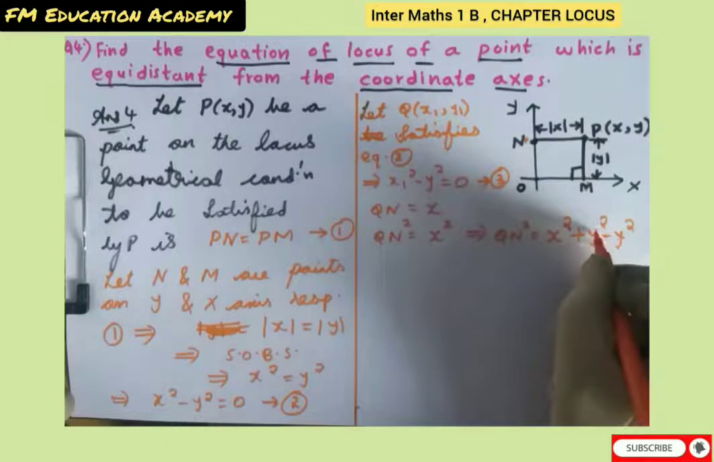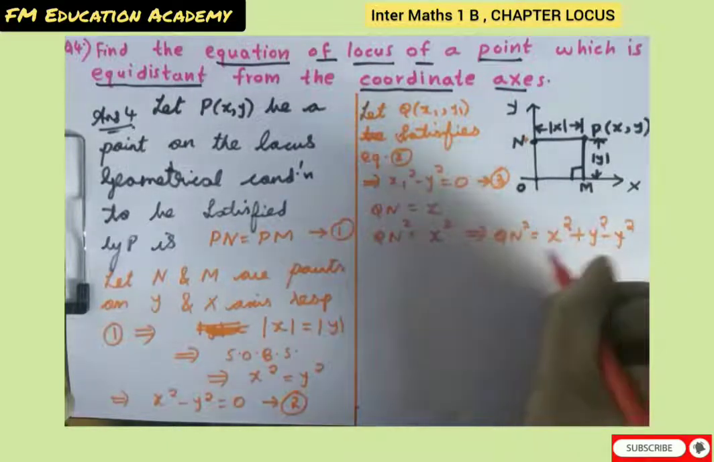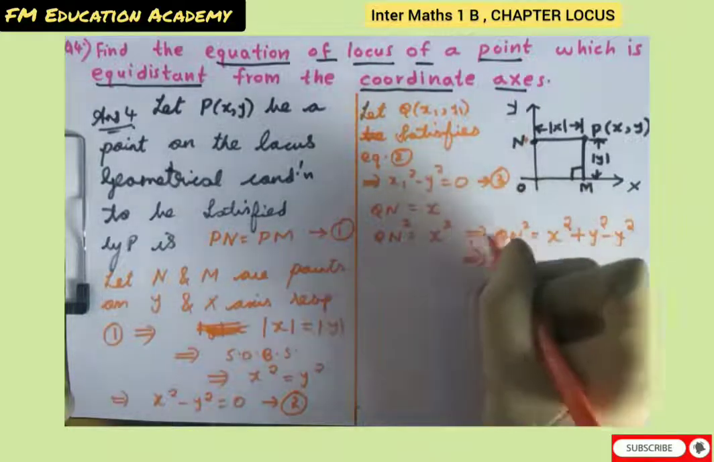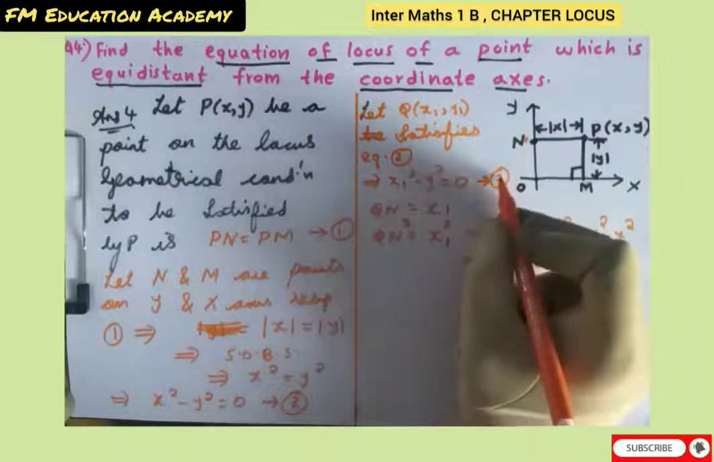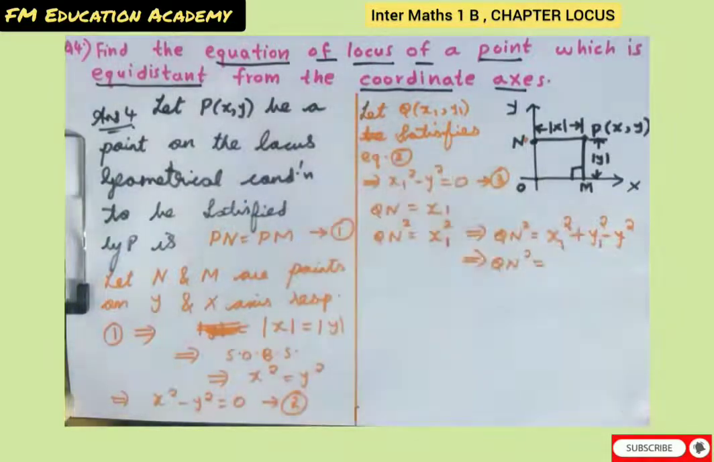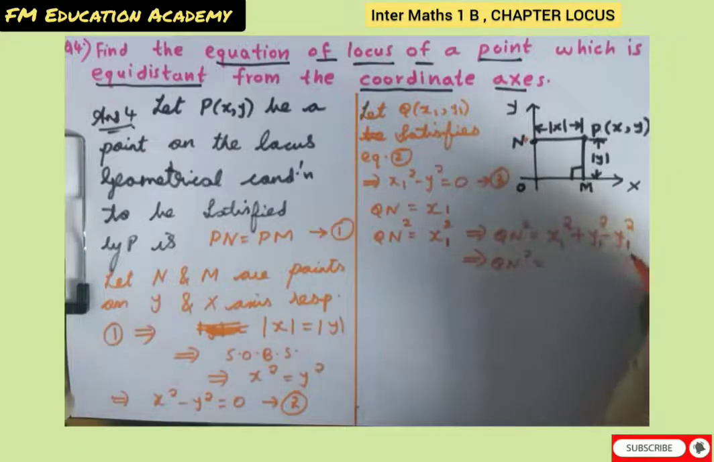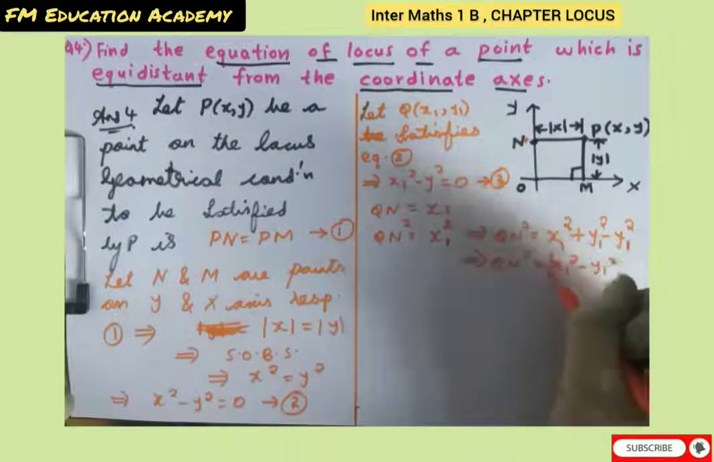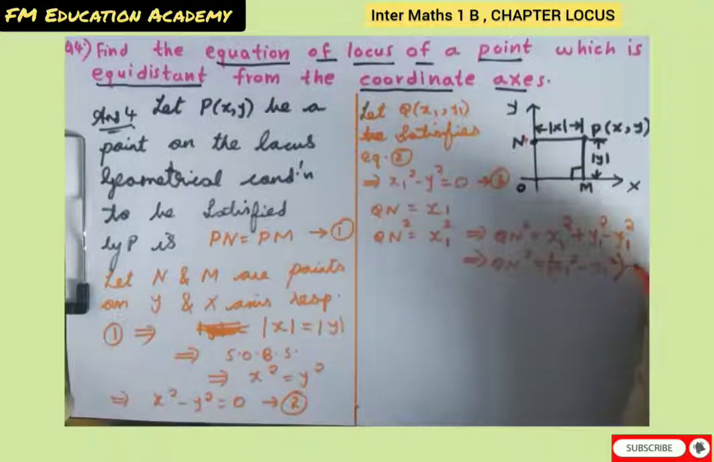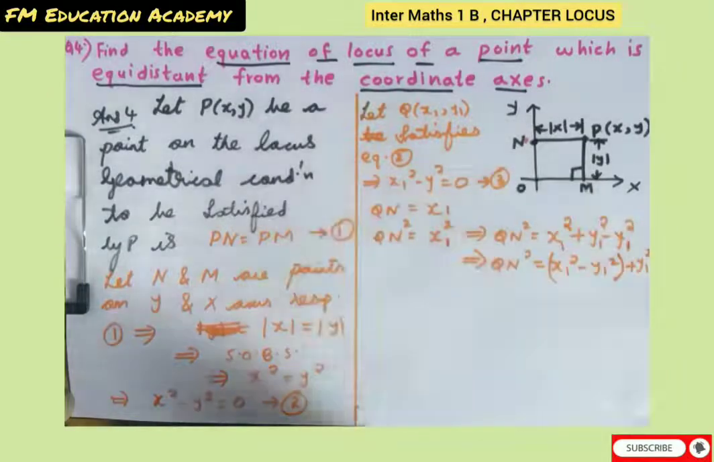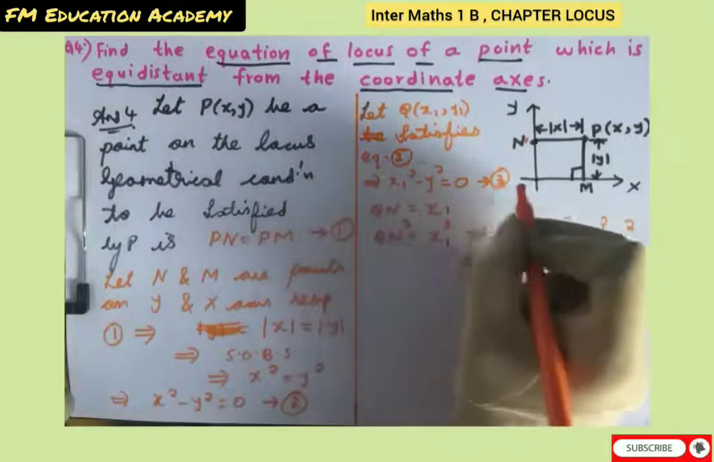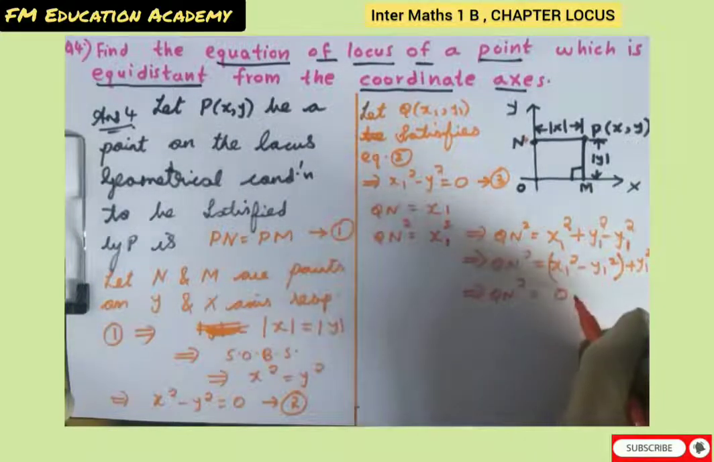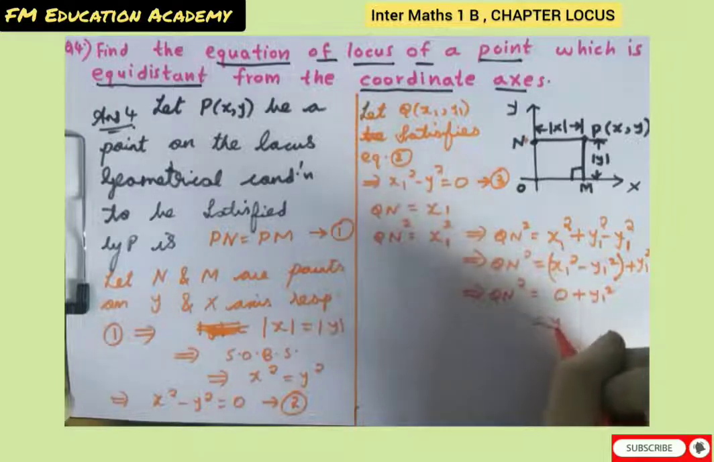So we are adding y square and subtracting y square. Now what can we write? QN square is equal to x1 square, because from the third equation Q is (x1, y1). Now we write x1 square minus y1 square in one bracket, and plus y1 square separately. We know x1 square minus y1 square is 0 from equation 3. So we can write 0 plus y1 square, and 0 plus y1 square is y1 square.